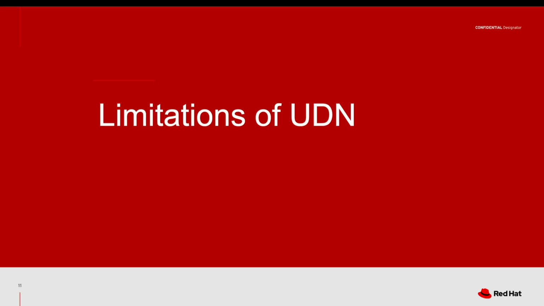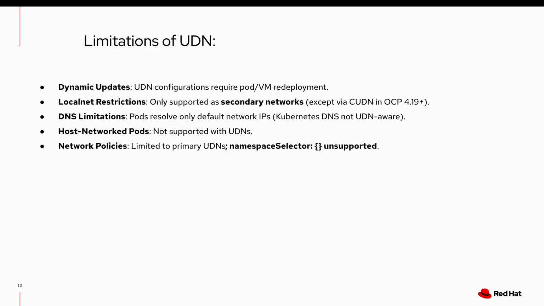So what are the limitations of UDN? In limitations, you cannot update a UDN once it is created. As part of the DNS limitation, the Kubernetes DNS is not aware of the UDN network. Host network pods are still not supported with UDN. Only primary UDN supports network policies, and that too, you cannot define them for all namespaces.